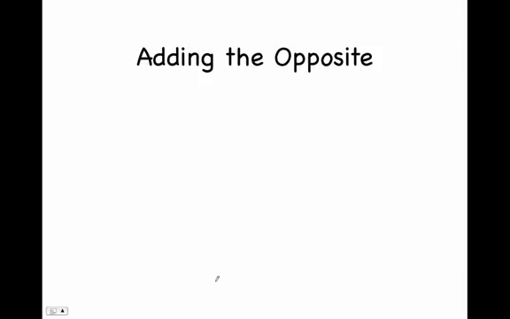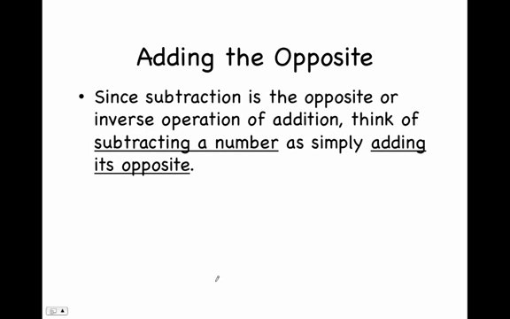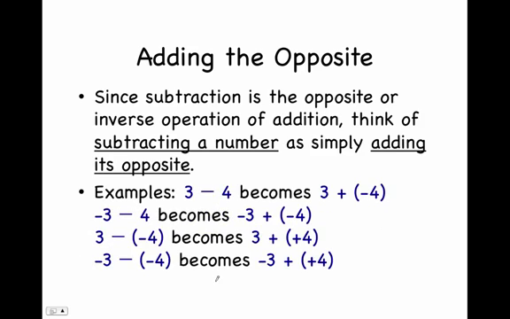Okay, let's talk about adding the opposite. This is a rule you come up with, you see in your books. It's one that makes sense, and it's a way to connect subtraction to addition. To remind you, if you don't remember it, it goes like this. Since subtraction is the opposite or inverse operation of addition, think of subtracting a number as simply adding its opposite. A lot of times you say, take that subtraction problem and just add the opposite. Add the opposite. So for example, 3 minus 4, an equivalent way of writing that is 3 plus negative 4.